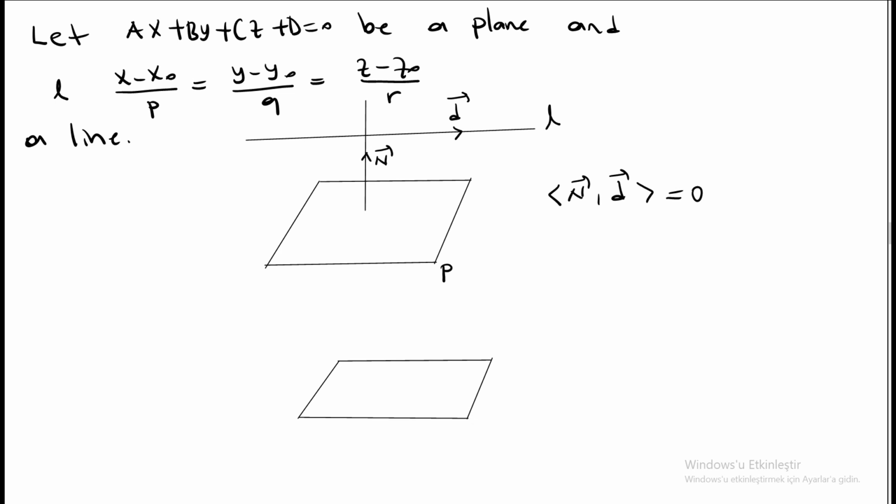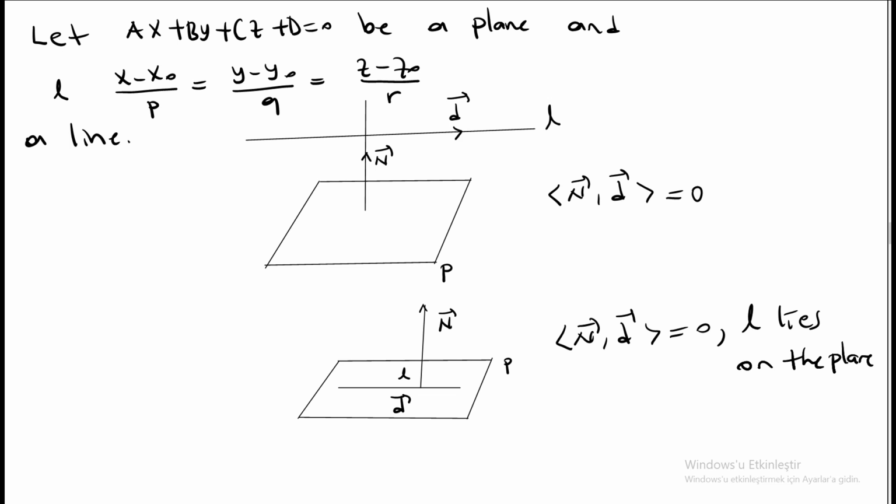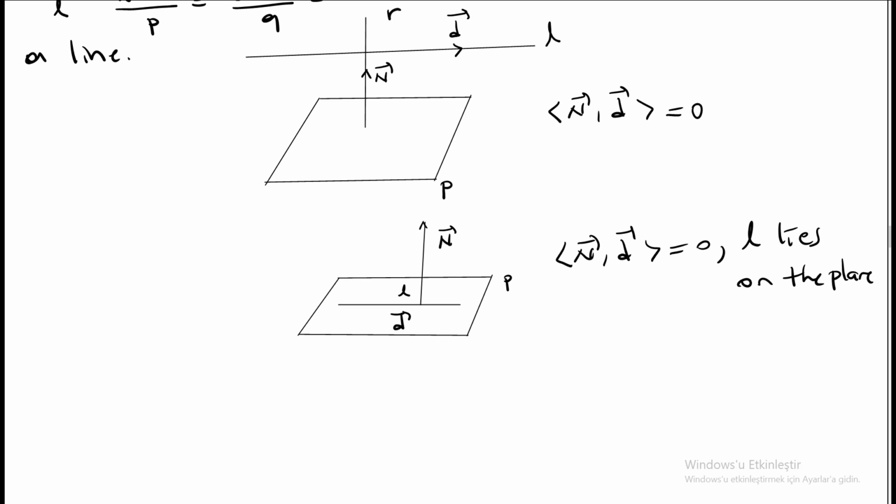But in this case, again, you have this one. This is the plane. This is the line. So in this case also, your N and D are again perpendicular to each other, but L lies on the plane. So be careful: if N and D are orthogonal to each other, it doesn't always mean the line is parallel to the plane. It may lie on the plane. This is the case.